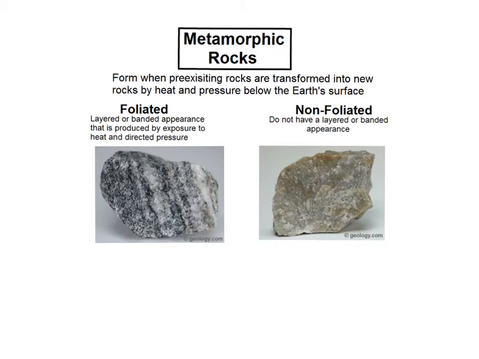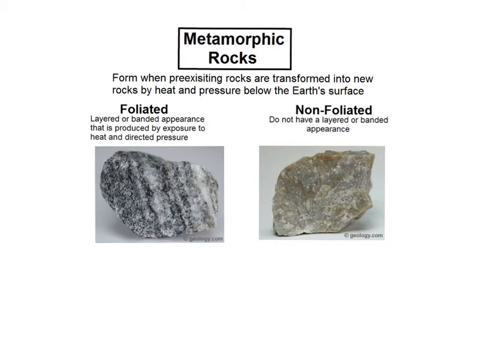Now we're on to the last and final phase. This one's the metamorphic rocks. These form from pre-existing rocks which are transformed into new rocks by heat and pressure below the Earth's surface. So when you think of metamorphic rocks, always think of heat and pressure. Here, you have two different types. We have foliated and non-foliated.